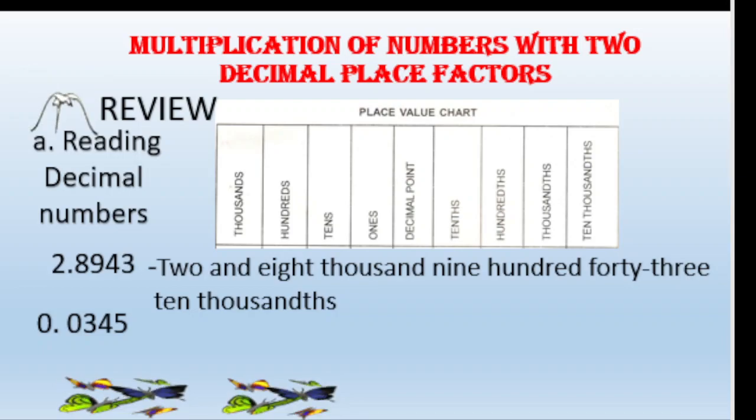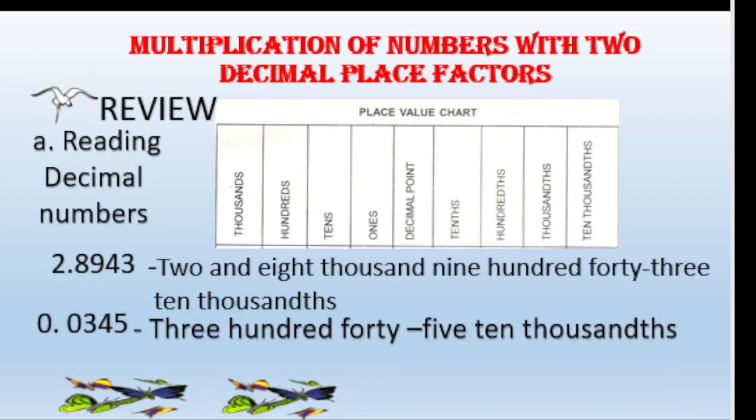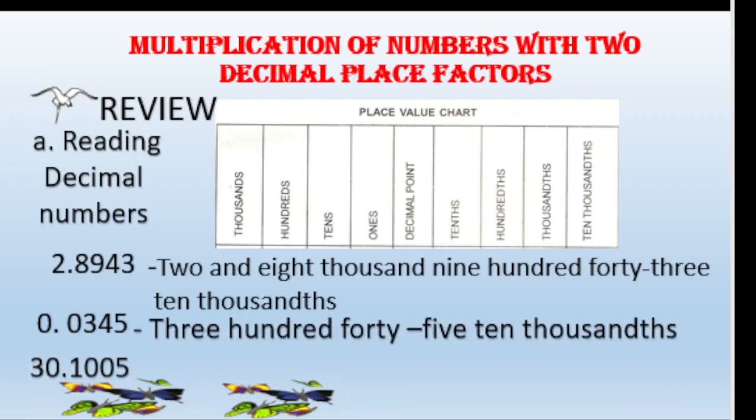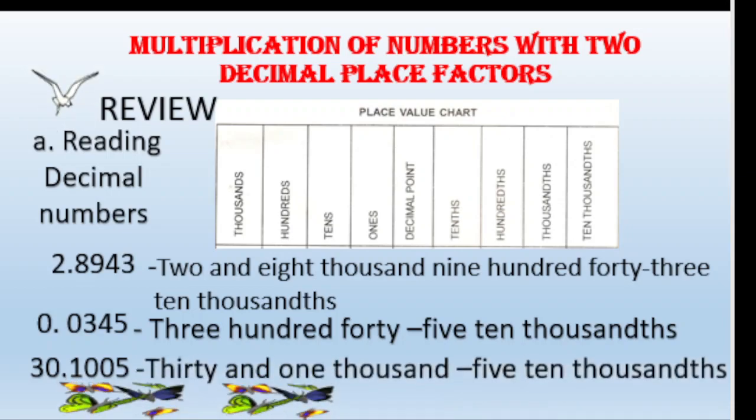You have 0.0345. To read that, that is 345 ten-thousandths. And you have 30.1005, and that is read as 30 and 1,005 ten-thousandths.